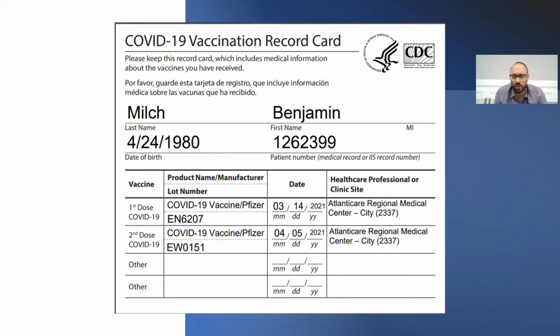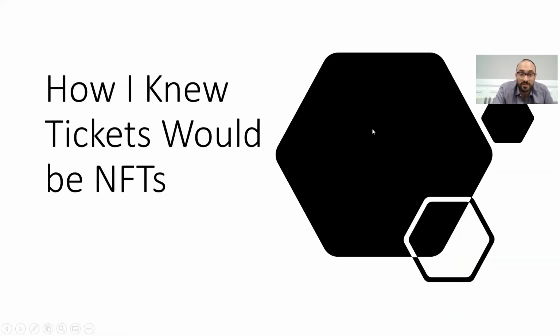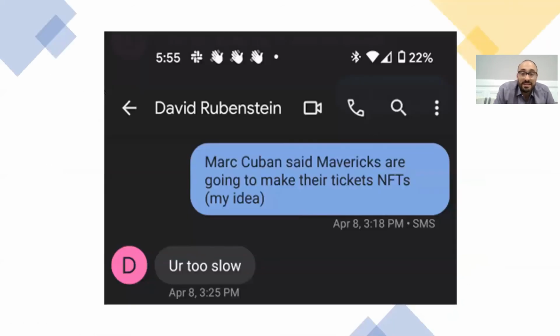So I called Dave and I told him about it. And then I found this article, which was actually published a good 2 weeks before I had the idea, that Mark Cuban was thinking of turning Dallas Mavericks tickets into NFTs. I texted Dave about it, and his answer was, "You're too slow."